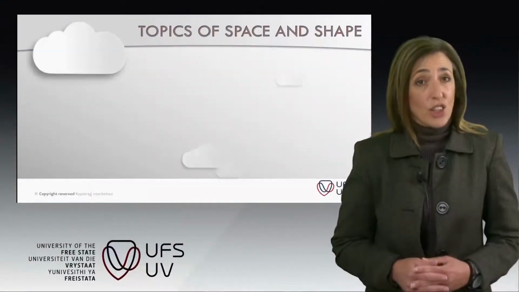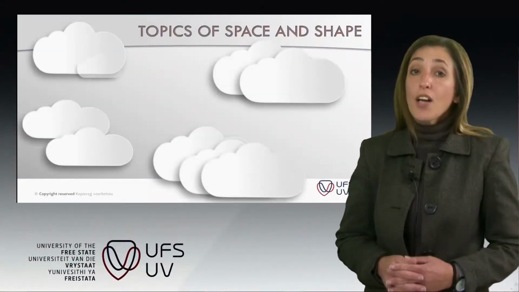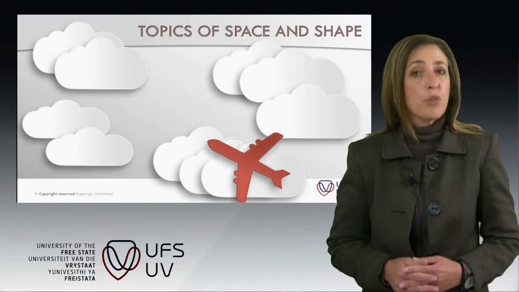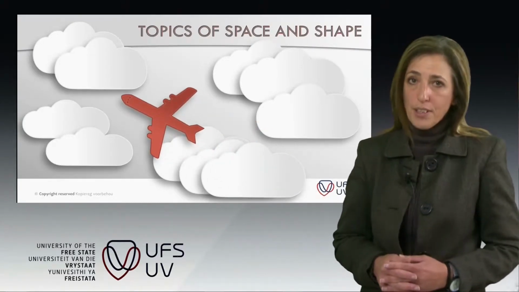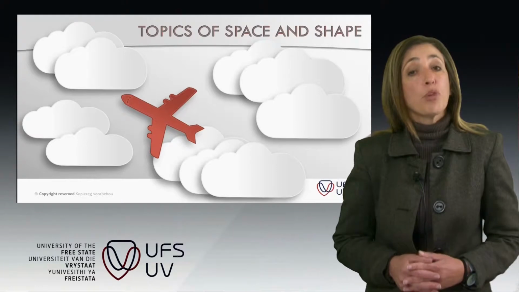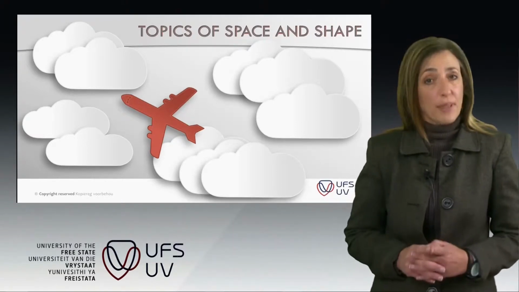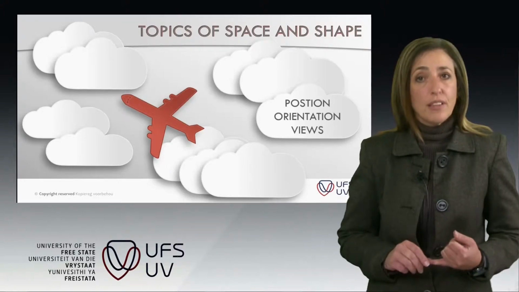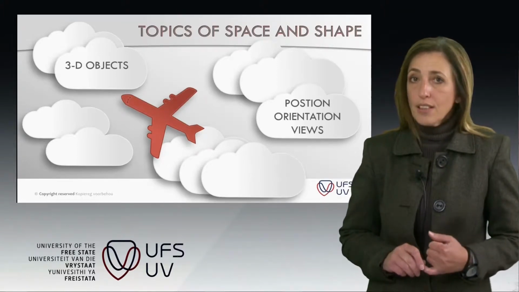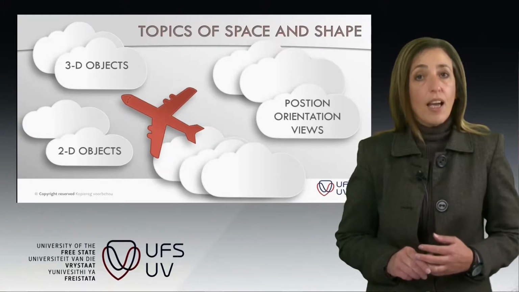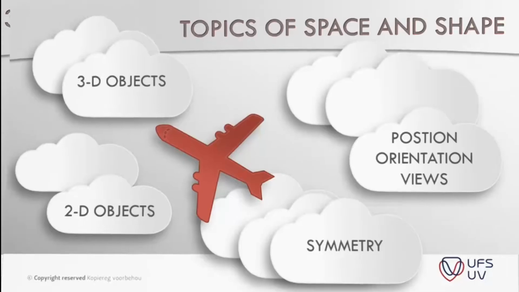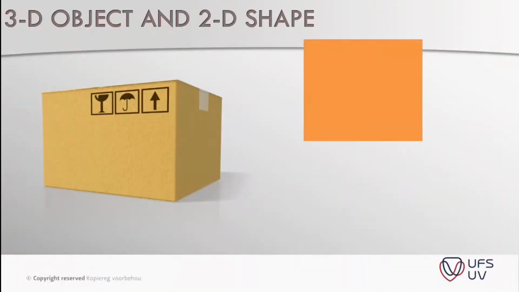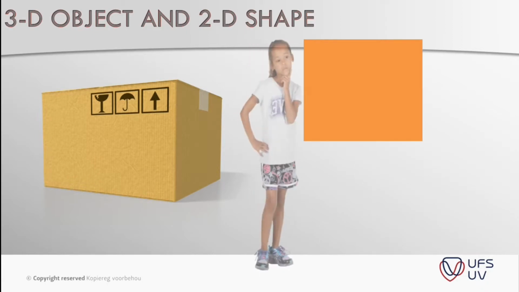In your reading section, you will find a table outlining how the South African curriculum describes progression in space and shape. This table describes progression in relation to 4 topics, namely position, orientation and views, 3D objects, 2D shapes, and symmetry. Think about the difference between a 3D object and a 2D shape. How would you explain the difference to a foundation phase learner?